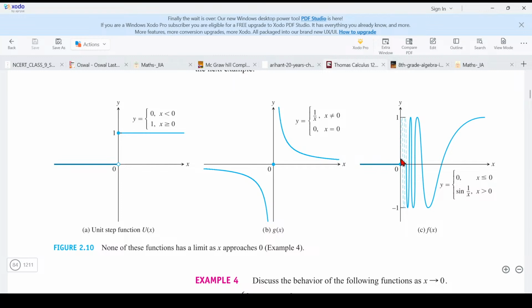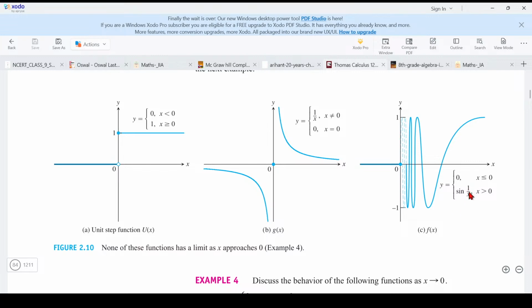When x is approaching 0, we are not clear, because this function is actually sine of 1 by x. When x is approaching 0, 1 by x is approaching infinity. Right? Sine is a periodic function, right? Sine 2 pi, sine 4 pi. But 1 by x increases so rapidly when there is a small change in x.